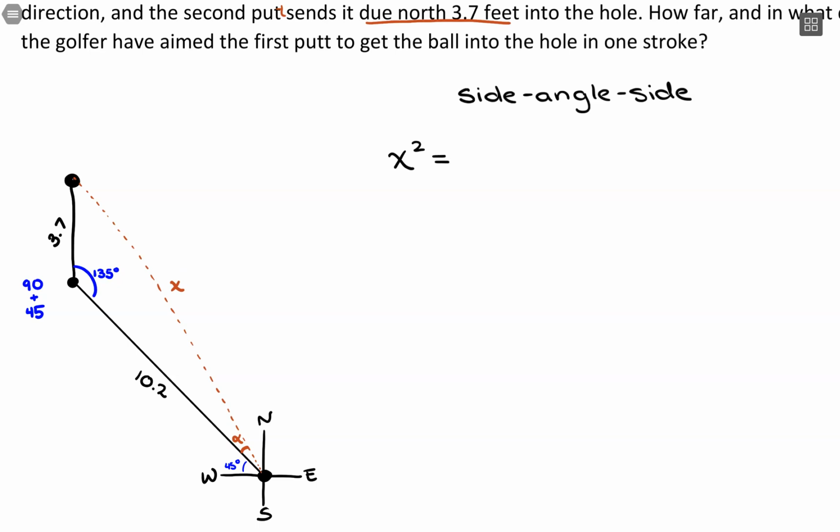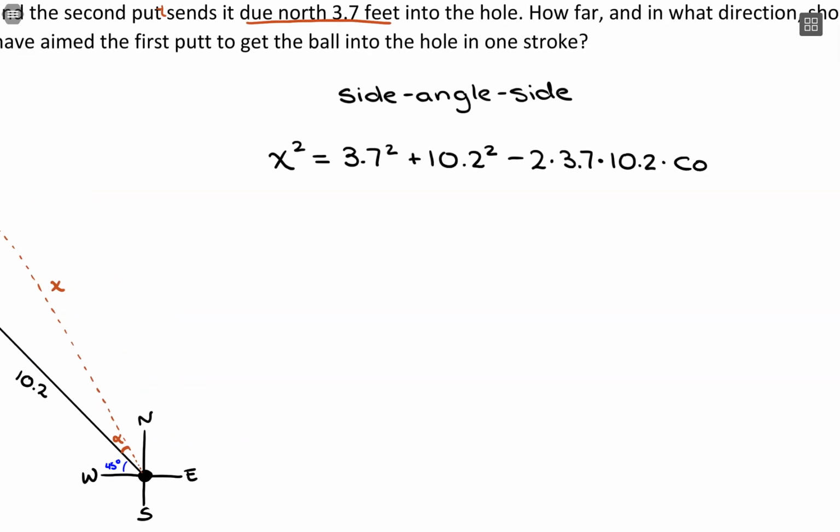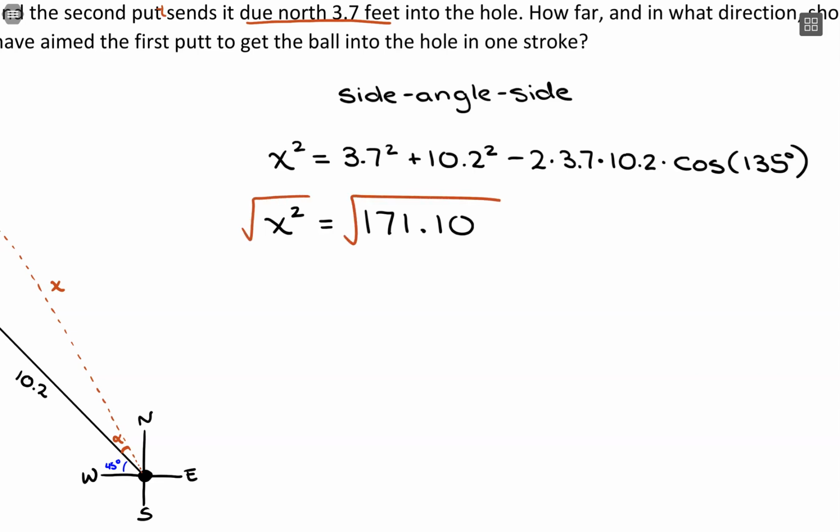And then I would take the other side length squared, so 3.7 squared plus 10.2 squared minus 2 times 3.7 times 10.2 times cosine of the angle that's opposite of x, which is 135. So this is that nice case where all of this can just go into the calculator. So if we plug all of that into the calculator, that should simplify to 171.10. And then we're with x squared here, so I need to take the square root of both sides.